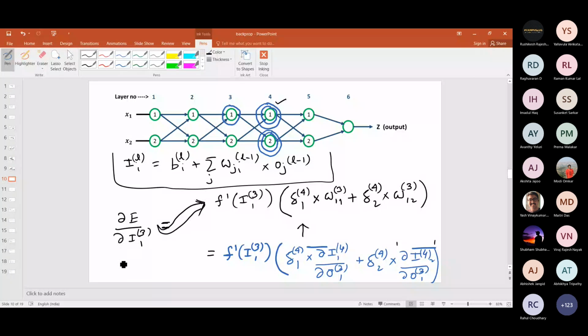So this is again I can write it down in this way. So basically delta, this is also delta 3 1. Okay. So if you look at this delta 3 1, you are computing it using delta 4 1, delta 4 2. Similarly, when you compute delta 4 1, it will depend on delta 5 1, delta 5 2, and things like this. So in order to compute this one, you need these two neurons. In order to compute this neuron, you need to compute these two neurons, and so on and so forth.